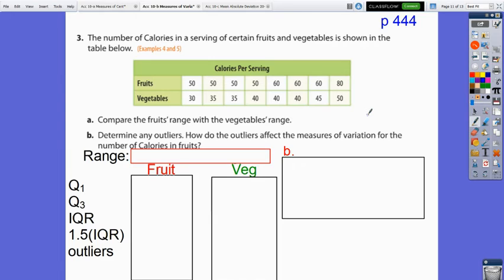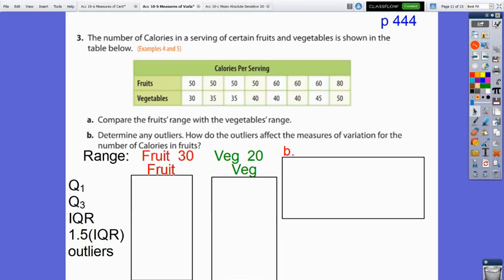All right, one for you. Here's calories from fruits and vegetables, a problem from page 444. So compare the ranges of the fruit and vegetable calories and see if there are any outliers. The range for fruit is 30, 80 minus 50. And the range for vegetables is 20, 50 minus 30. These are nice, easy numbers you can do in your head.